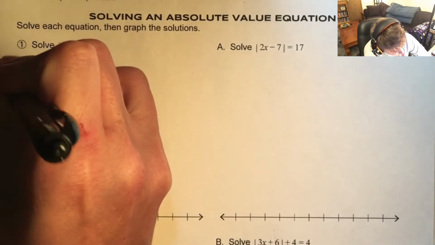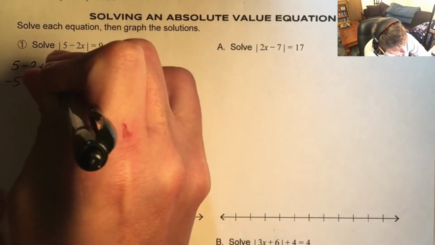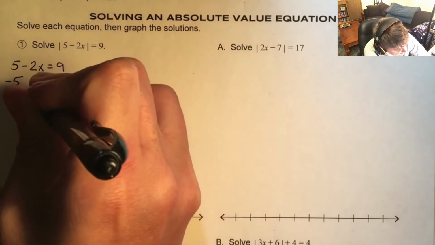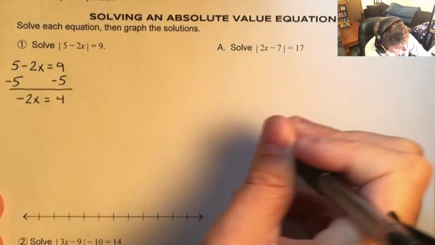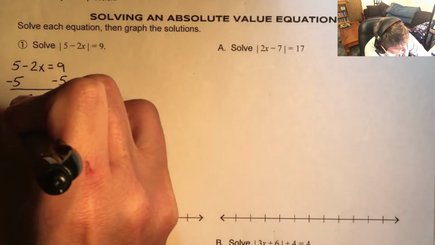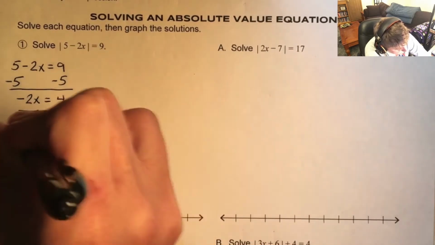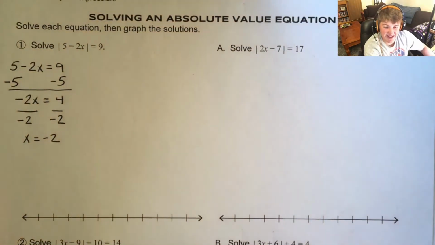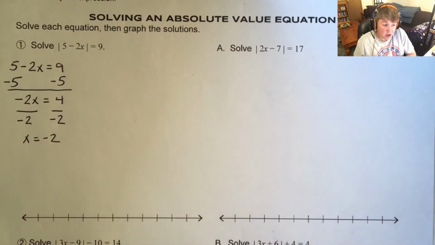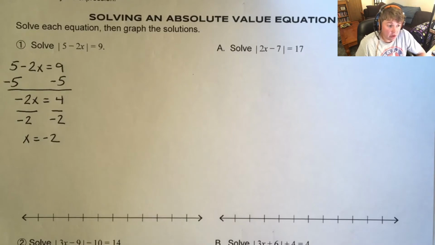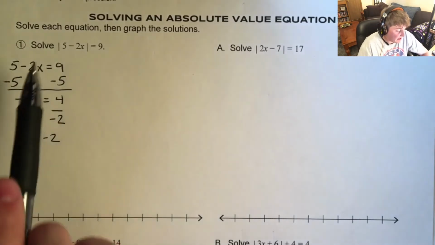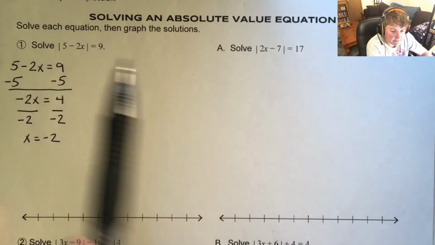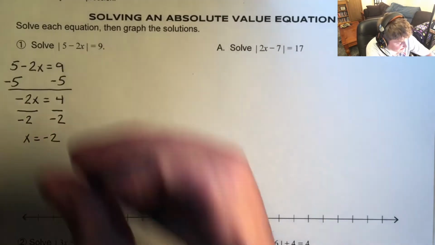So we can subtract 5. After I subtract 5 from each side, I have negative 2x is equal to 4. And then when I divide by negative 2, I get x is equal to negative 2. Okay, so if I plug in negative 2 for x, I am going to get 9 on the inside. When I take the absolute value of 9, what do I get? I get 9. Let's go ahead and check our work and actually see that happen.